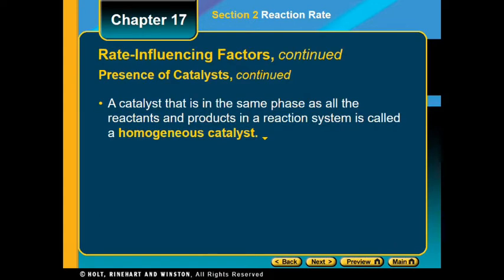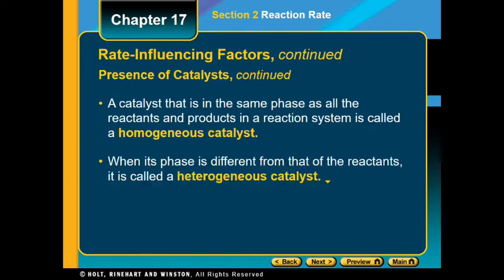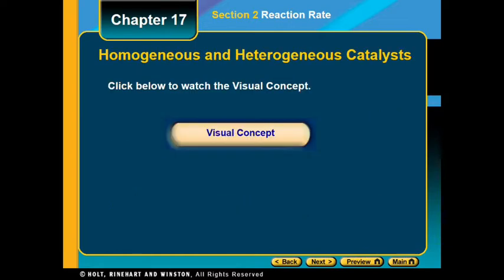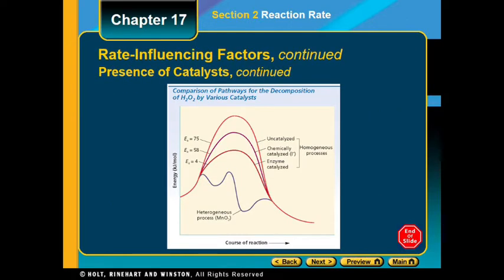So our homogeneous catalyst is in the same phase as all of your reactants and products in the reaction system. So if you have a homogeneous catalyst, it is in the same phase as what you're starting with. A heterogeneous catalyst will be in a different phase from your reactants. And metals are often used as a heterogeneous catalyst. Right here, make sure you get this in your notes.